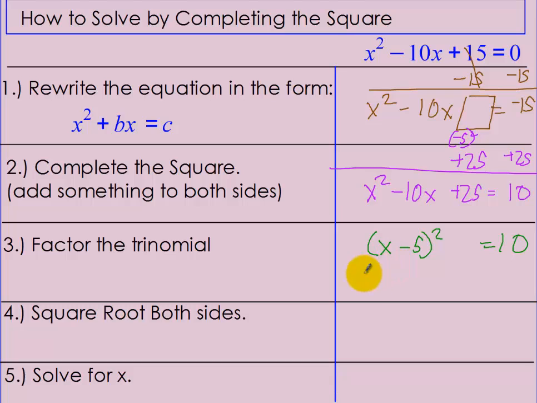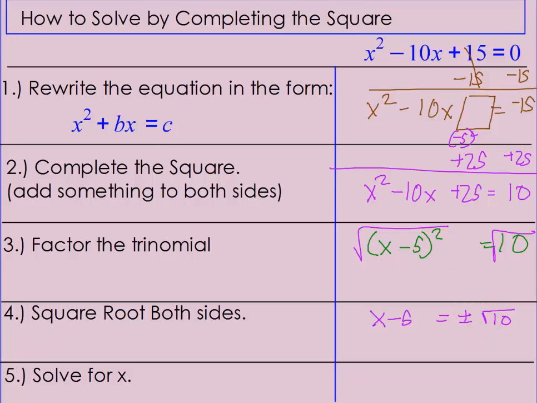So it's already factored. Now I want to solve for x. I want to square root both sides. So square rooting both sides, I'm going to get this square root and square root that. So when I square root, I get x minus 5 on the left equals plus or minus the square root of 10. You can't simplify square root of 10, so just leave it like that.